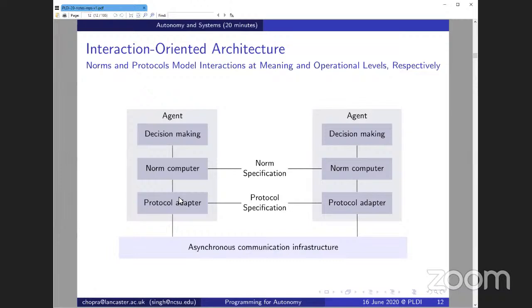And then the norm computer is assigning the meanings to those things. Knowing that a quote has occurred, and knowing that the commitment creates a quote, it'll say, oh yeah, now there's a commitment that's been created. Or knowing that a quote has occurred followed by a payment, it'll say, well, now the commitment was created and detached. And if I'm the party responsible, which we call the debtor of the commitment, I should then be worrying about how to deliver on the commitment. So my decision making would be focused on trying to deliver the goods and discharge the commitment.